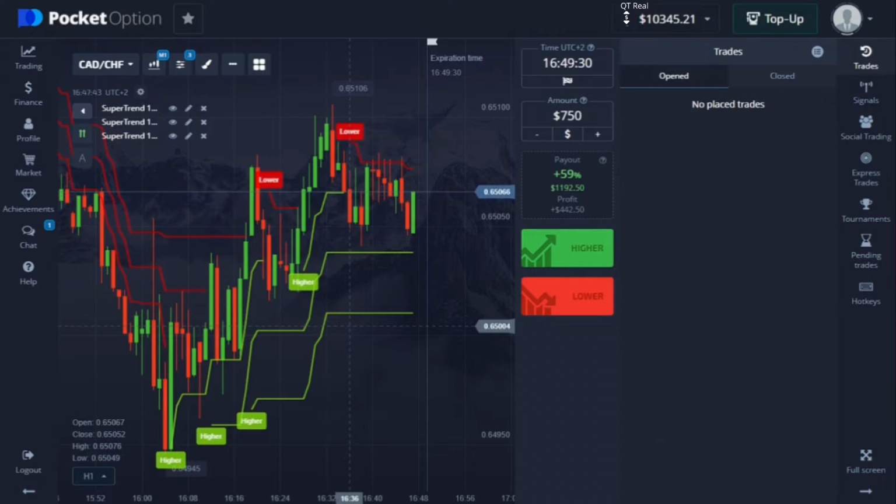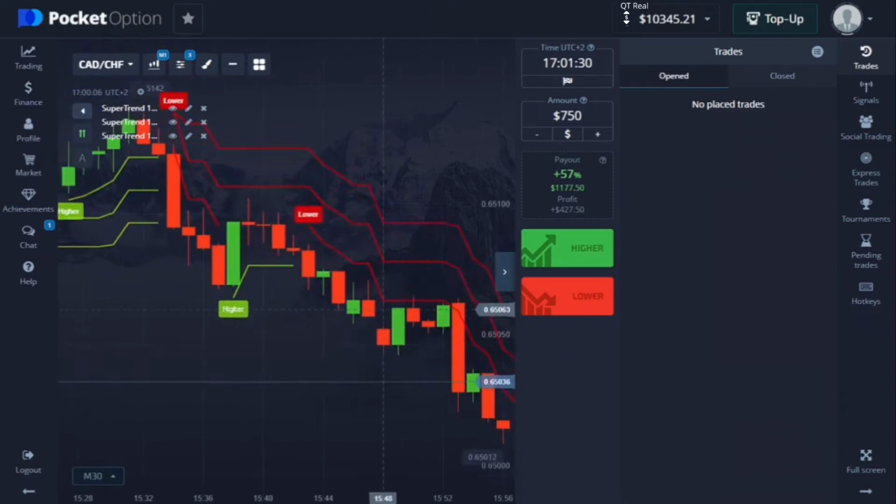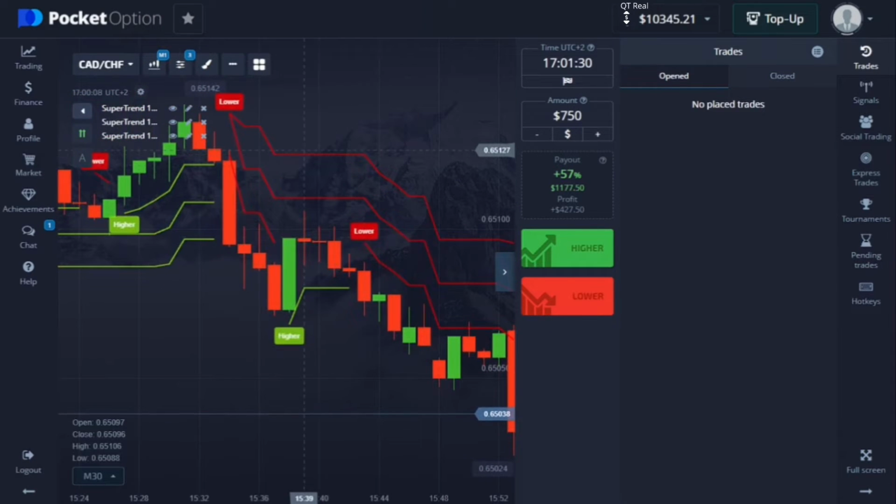So these 3 super trends will provide us with far more confluence, allowing us to open better quality trades on a more consistent basis. Now, just to keep things simple, in order to open a buy position, you want to wait for all 3 green lines to appear below the candlesticks, and in order to open a sell position, you want to wait for all 3 red lines to appear above the candlesticks. Very, very simple rules to follow.